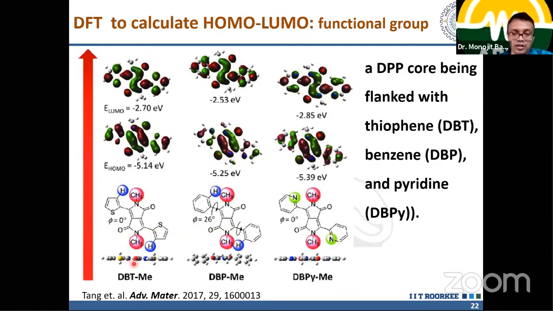If you change the functional group, like this is a diketopyrrolopyrrole, DPP core. If you change it to thiophene or benzene or pyridine, you can change this angle here, right? So this is thiophene, this is benzene, this is pyridine. So their HOMO-LUMO energy levels also change depending on the interaction between these. So that is all the beauty of density functional theory, DFT calculations, to give the fundamentals of the band structure in these materials.